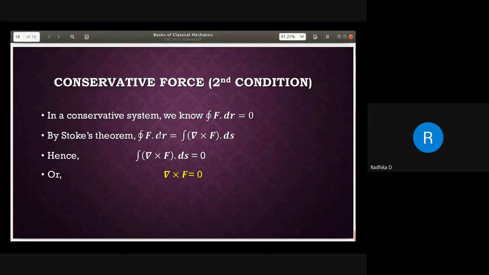I can rewrite this closed integral F·dr as the integral of (del cross F)·dS. That means curl of force dot the surface area. Now dr was distance, corresponding to force into distance. Now dS is actually area, the surface area. This integral form is known as Stokes' theorem. You only need to know this integral form.